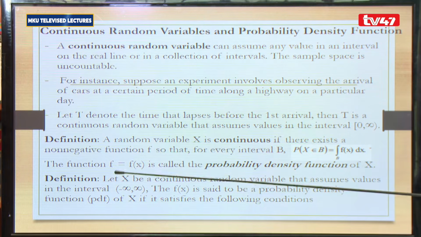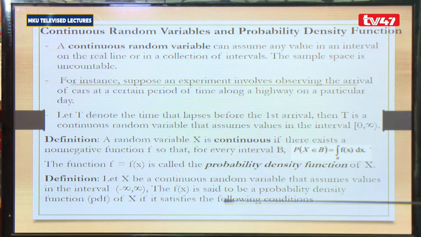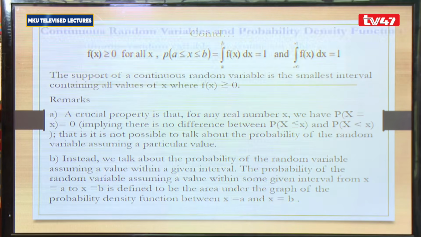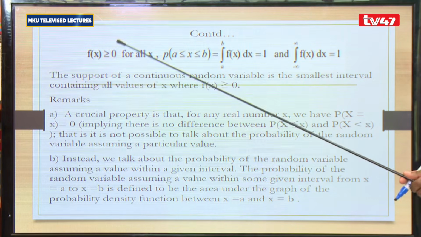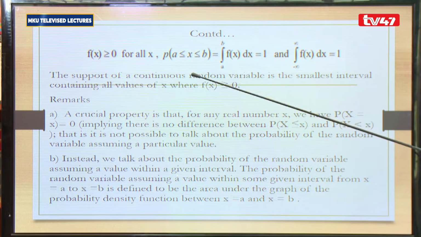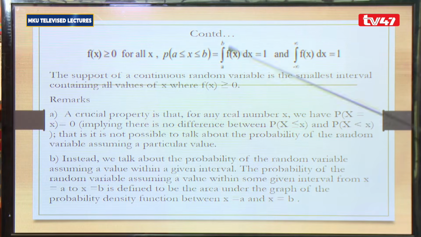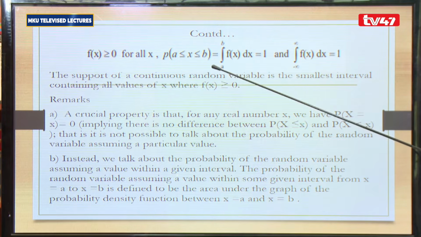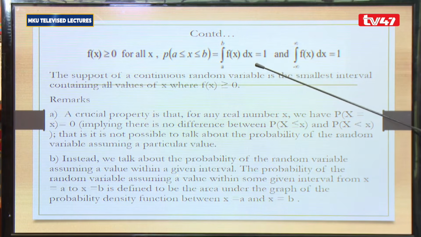Now, another definition here. Let x be a continuous random variable that assumes values in the interval negative infinity to infinity. f of x is said to be a PDF, a probability density function of x, if it satisfies the following conditions. Number one, f of x must be greater than or equal to 0 for all x. Then, if you want to get the probability in the interval between a and b, like the ones we were doing for discrete, in the other case we were summing. So in this case we are going to be integrating the density with respect to x.